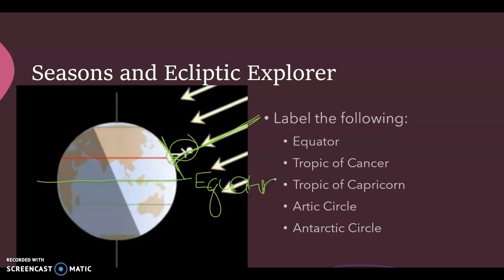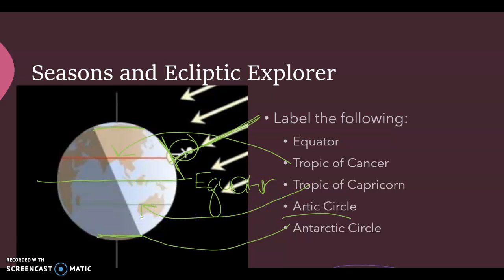Your Antarctic circle is going to be here. That's one of the commonly used great circles. Your Arctic circle is up here. And then your Tropic of Capricorn is this red line. So the Tropic of Capricorn is here. And then your Tropic of Cancer is this line that's below there.